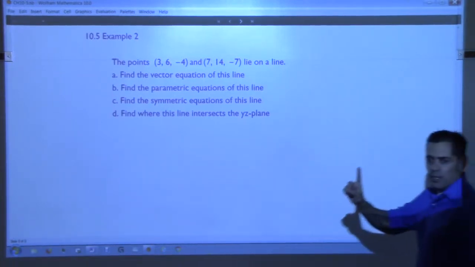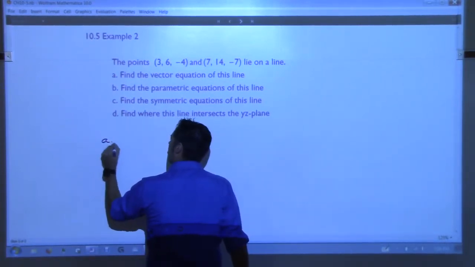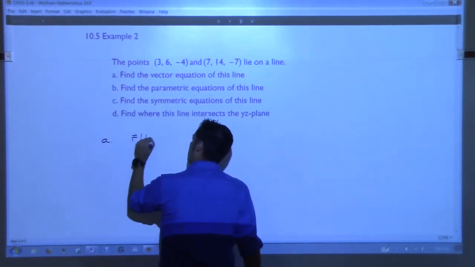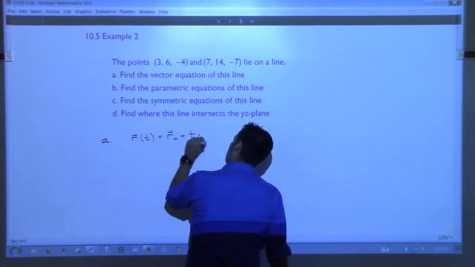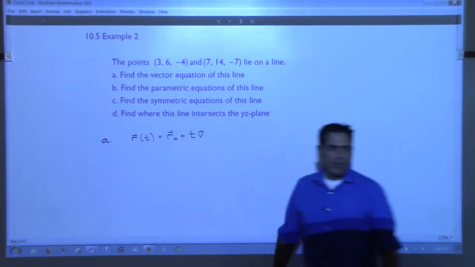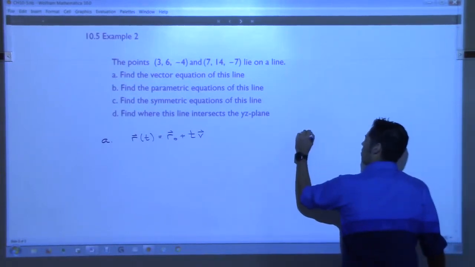So first thing to do is maybe write down the formula, right? r of t equals r naught plus tv. So in order to have the formula, we need to come up with two things. We need to figure out what r naught is, and we need to figure out what v is. If we have r naught and we have v, we're done. Okay, so first let's do r naught. I'll do it over here.